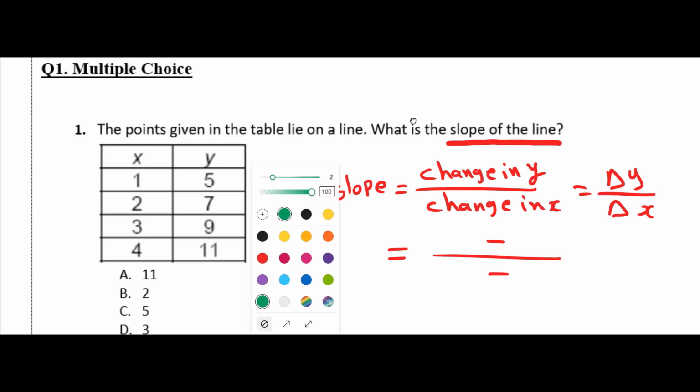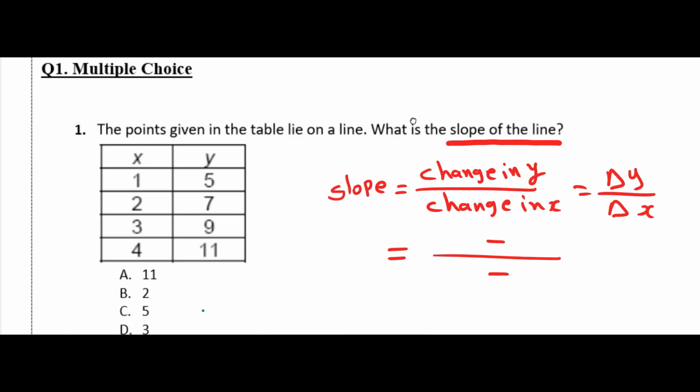Okay, now let's see here. This is y, and this is x. Now take any two y's here. For example, I take this and this. Then I take 7 minus 5 over 2 minus 1, which will be 2 over 1 equals 2. Then the slope here will be 2. Someone may be asking me, what about these numbers? If I try to take any other numbers here, x's and y's, the answer will be the same, yes.